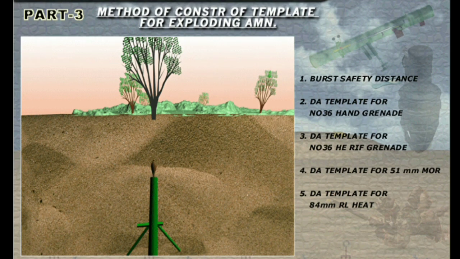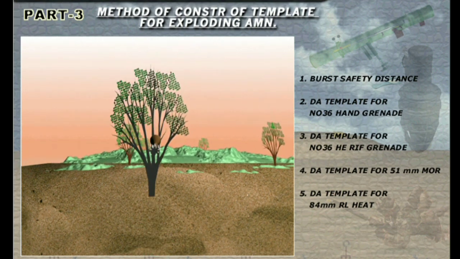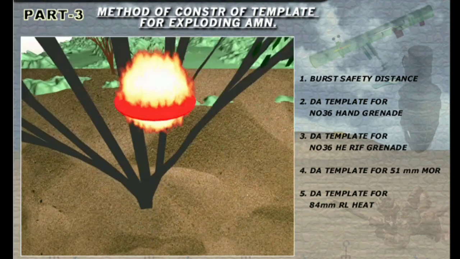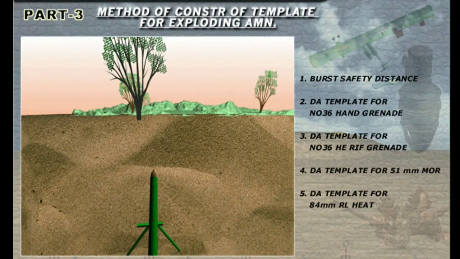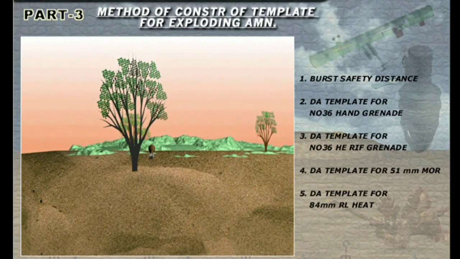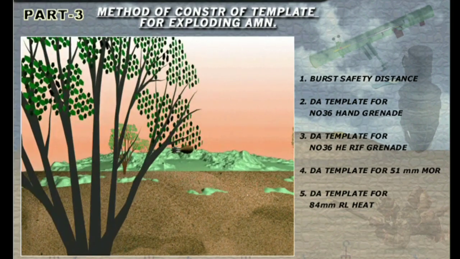Burst safety distance. Each type of exploding ammunition has a radius from the point of burst within which a danger exists from fragments, debris, or blast.